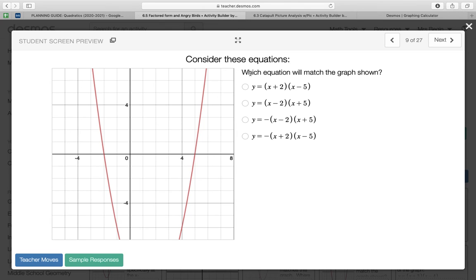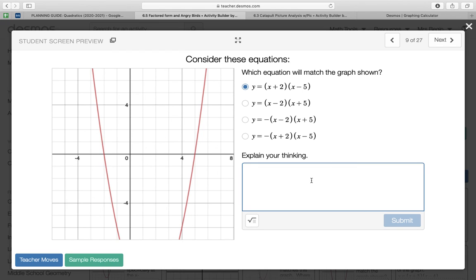So you can check your answer using Desmos. And to explain my thinking, well, I graphed it. So I graphed it, and the one with the negative in front was upside down.